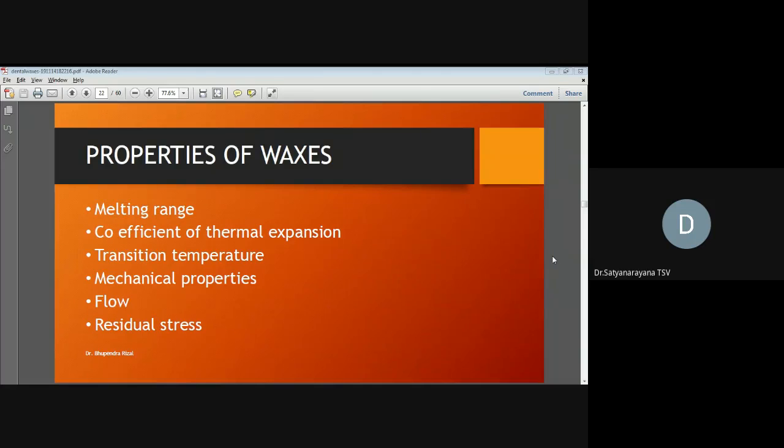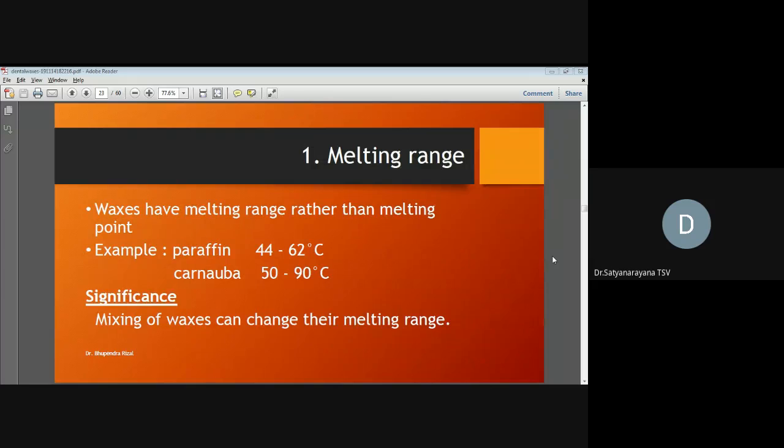Transition temperatures, mechanical properties, and one more important property is the flow of your dental waxes, and the residual stresses. You are fabricating a wax pattern and sometimes there are some stresses present that will result in cracking of your wax pattern. Okay.